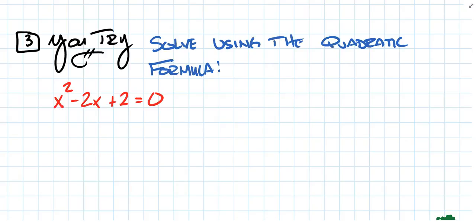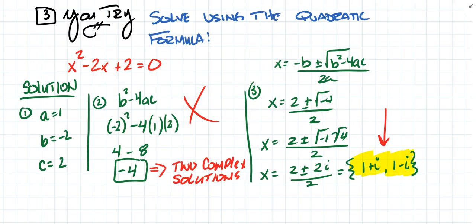Box number 3 is a You-Try. Go ahead and solve using the quadratic formula: x squared minus 2x plus 2 equals 0. As a hint, you should get imaginary complex conjugate solutions. Go ahead and take a look at the solution. Hopefully you got the right answer. I got negative 4 for my discriminant, meaning there are 2 complex solutions. So my answer should have been 1 plus i and 1 minus i. Hopefully you got that correct.